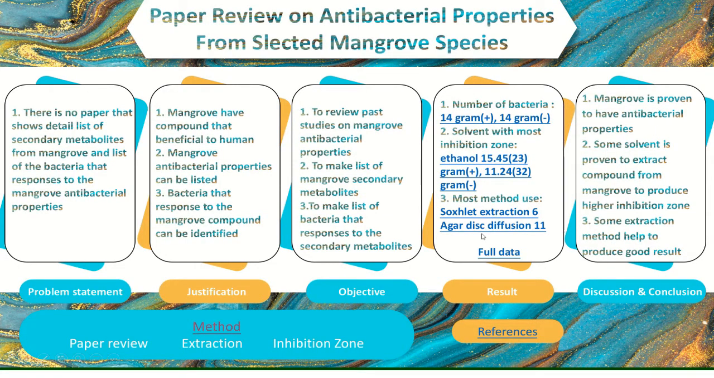And this is the result for my study. For the number of bacteria, I found a similar number for gram-positive and gram-negative bacteria, which is 14 species of each. Second one, solvent with the most inhibition zone. For this paper study, I found that ethanol is the solvent that has the most inhibition zone, which is 15.45 mm for gram-positive and 11.24 mm for gram-negative. And the bracket is the number of bacteria from the paper. And the most used methods from the papers are Soxhlet extraction method, 6, and agar diffusion method, 11.